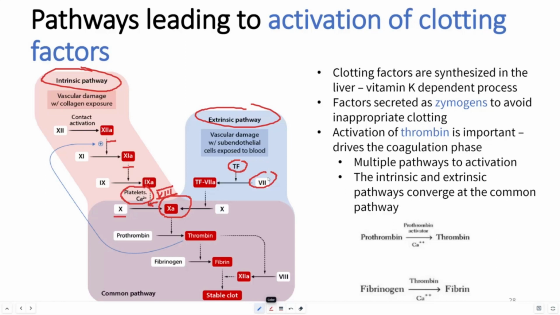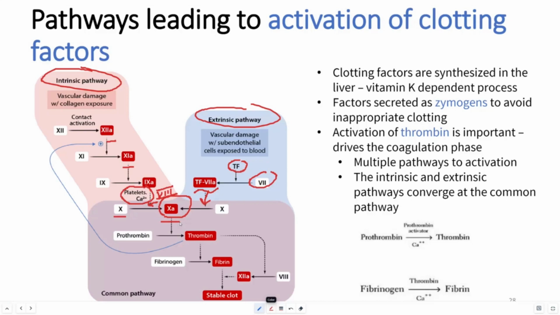And this complex can then directly convert the inactivated 10 to the activated 10. So as you can see, this complex is a lot more efficient and quicker acting than the intrinsic pathway. Now after that happens, we then lead into the common pathway. The common pathway begins when factor number 10 from either the intrinsic or extrinsic pathway is activated.